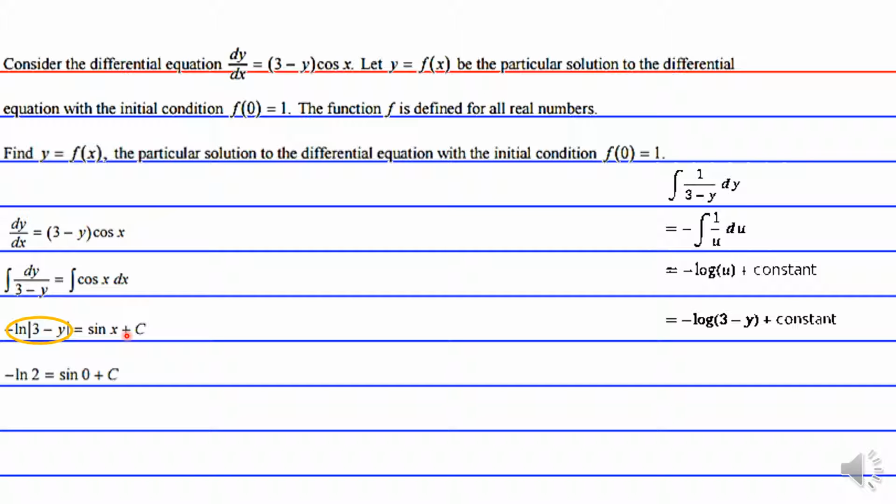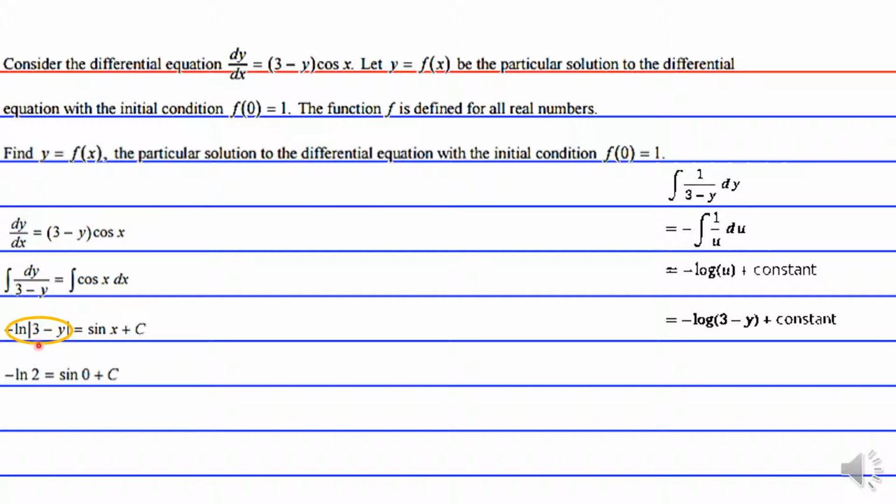Okay. So when we plug in our initial condition of f of 0 equals 1, we obviously have to substitute 0 for x and then 1 for y.